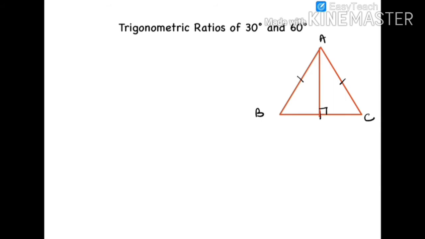If you drop a perpendicular from a vertex to the opposite side, then this perpendicular is called an altitude, and in an equilateral triangle it will divide it into 2 congruent triangles. So if we mark the altitude as AD, then triangle ABD will be congruent to triangle ACD, and you can show this by using RHS criteria.